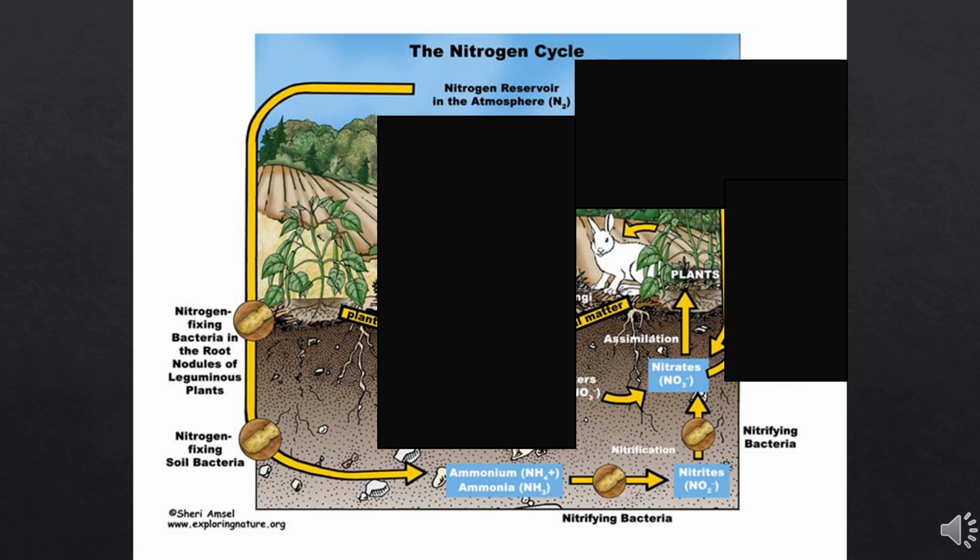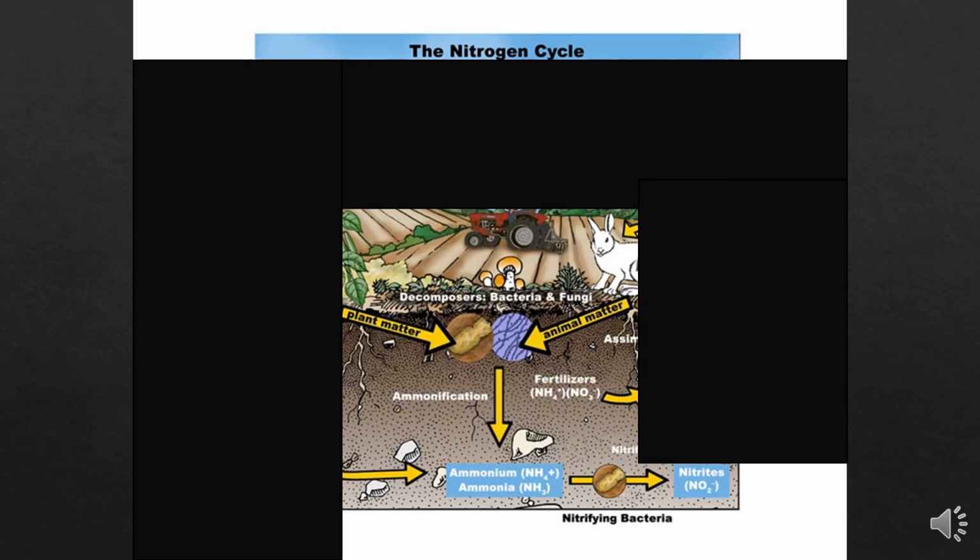Assimilation. Yeah, you got it. Plants absorb the nitrates and ammonium. What's next? This one's tough, but it's ammonification. Organic matter, like amino acids, is reduced into ammonia. This, as you can see, leads right back into the nitrification process.